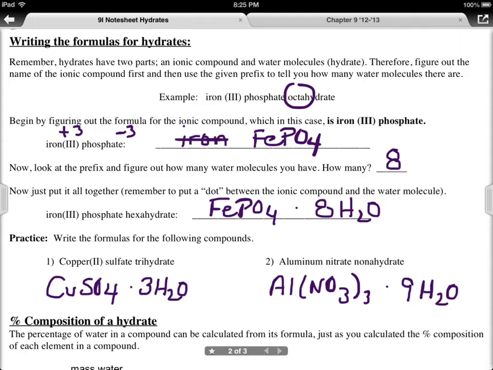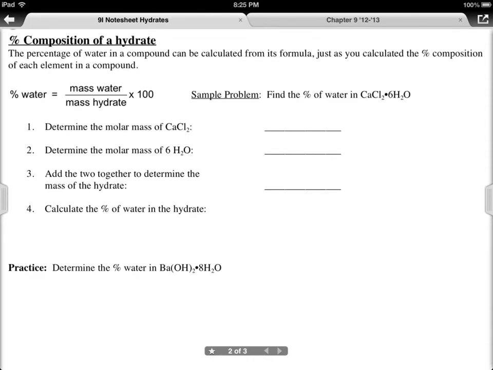Next thing I'm going to do is show you how to determine the percent composition of a hydrate. The percent composition of a hydrate is very similar to what we did with percent composition before. The percentage of water in a compound can be calculated from its formula just as we calculated percent composition of an element in a compound. This is the formula right here that you're going to use to determine the percentage of water in a hydrate. This is also on the back of your periodic table.